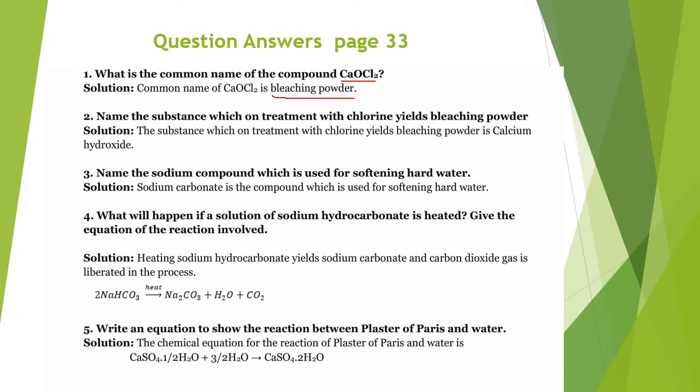Question number 2. Name the substance which on treatment with chlorine yields bleaching powder. You can recall the preparation of bleaching powder by passing chlorine gas through calcium hydroxide or slaked lime. So the answer is, the substance is calcium hydroxide. Question number 3. Name the sodium compound which is used for softening of water.